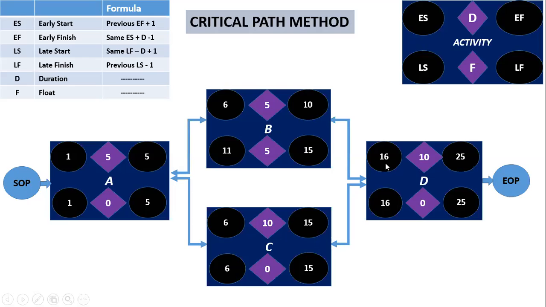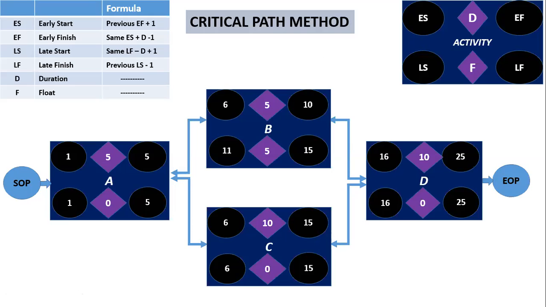Got it? You need to consider the maximum value in the forward pass. This is what we are doing, that is the forward pass, right? Yes, sir. Then what is the early finish of activity D?